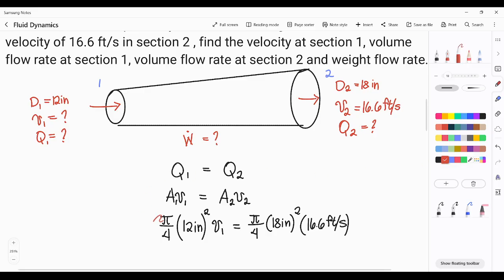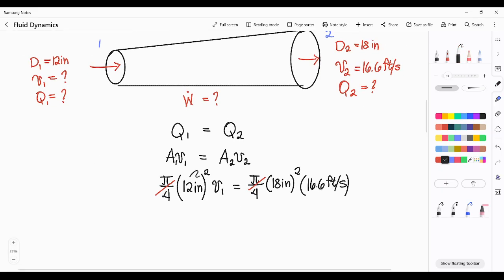As you can see, the pi over 4 will just cancel out. This one, as well as the units for inches squared, cancel out, where we will be left with feet per second. And pressing that into the calculator, our velocity at section 1 here is equal to 37.35. That should be in feet per second. This is our first answer.